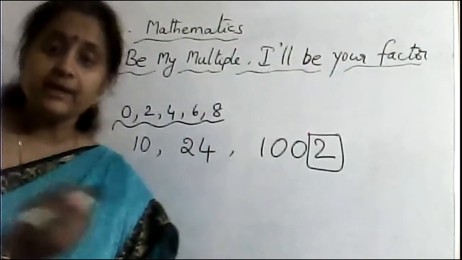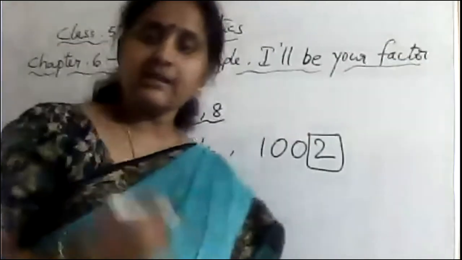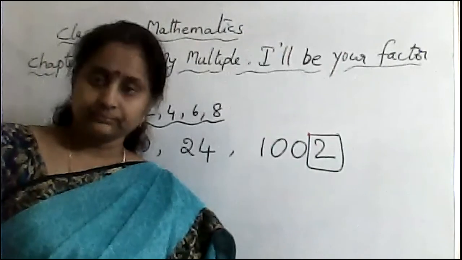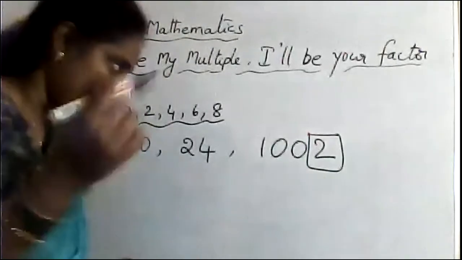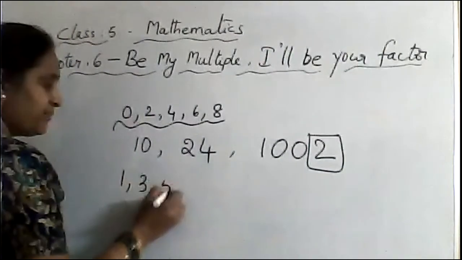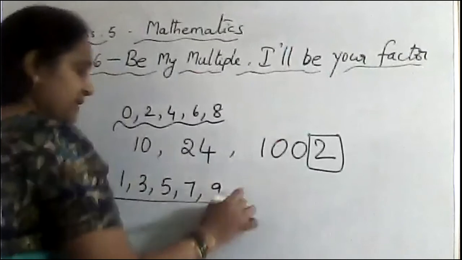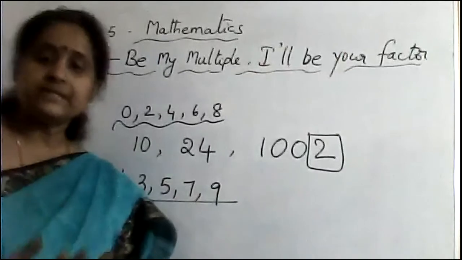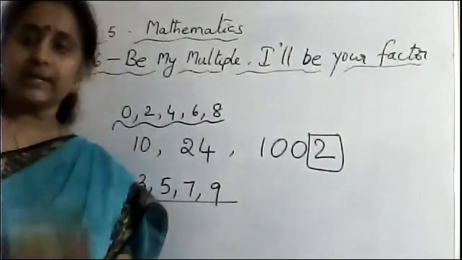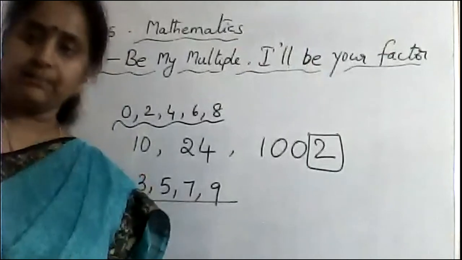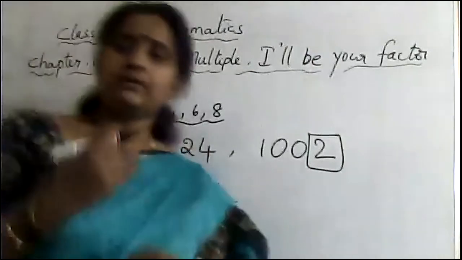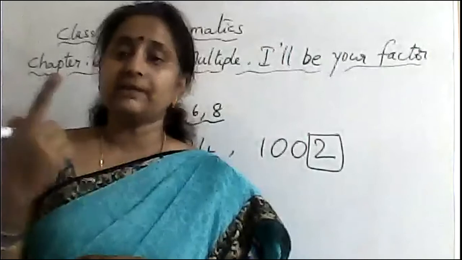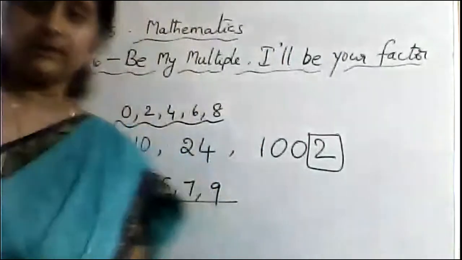Then what is an odd number? Ma'am, an odd number is 1, 3, 5, 7, 9. Yes, very good. 1, 3, 5, 7, 9. If any number has these digits in its units place, we can say the number is an odd number. Simply, the number which is not divided by 2 exactly and leaves the remainder 1 is an odd number. That also we can say.